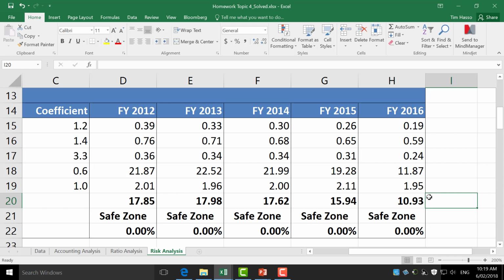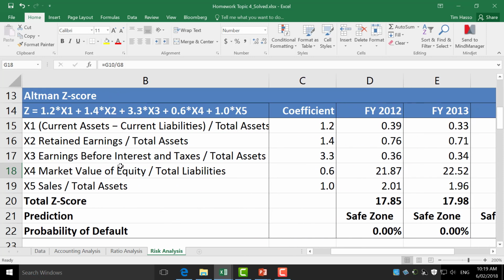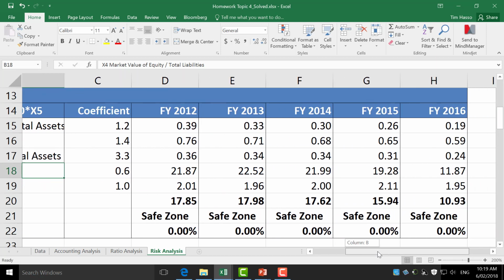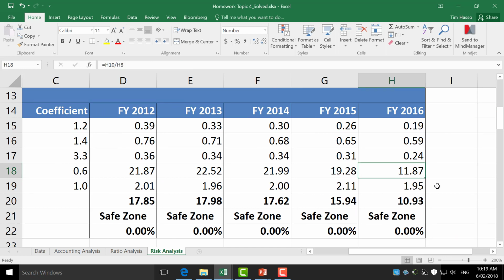Generally speaking, what I can see is the fourth ratio has dropped from 19.28 to 11.87, and if you go down to the fourth ratio, it's the market value divided by total liabilities. So essentially their leverage has to some extent gone up. So what you want to understand here is really, why did this happen, and is this some form of relevant piece of information for you?